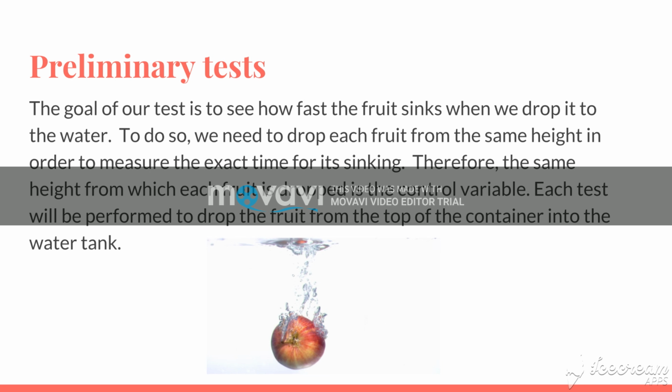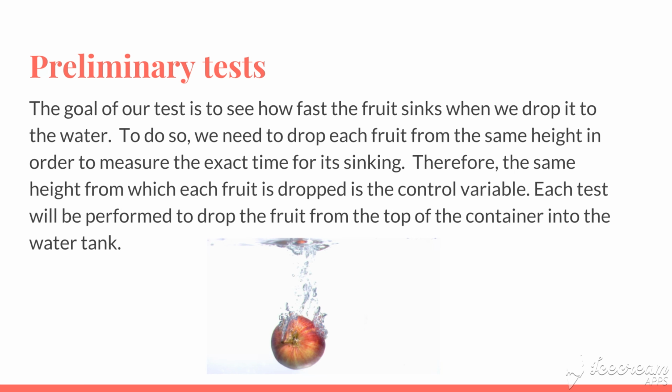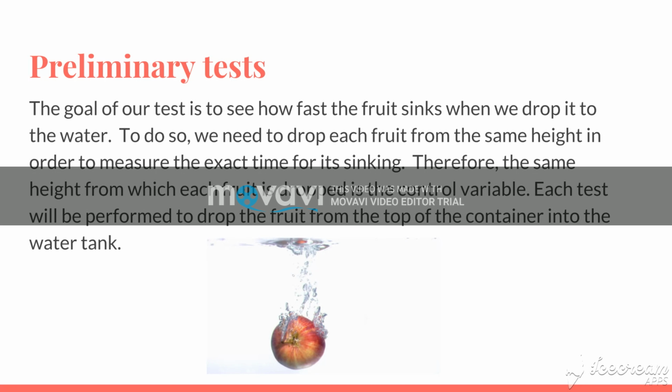Preliminary test. The goal of our test is to see how fast the fruit sinks when we drop it into the water. To do so, we need to drop each fruit from the same height in order to measure the exact time for its sinking. Therefore, the same height from which each fruit is dropped is a control variable. Each test will be performed by dropping the fruit from the top of the container into the water tank.